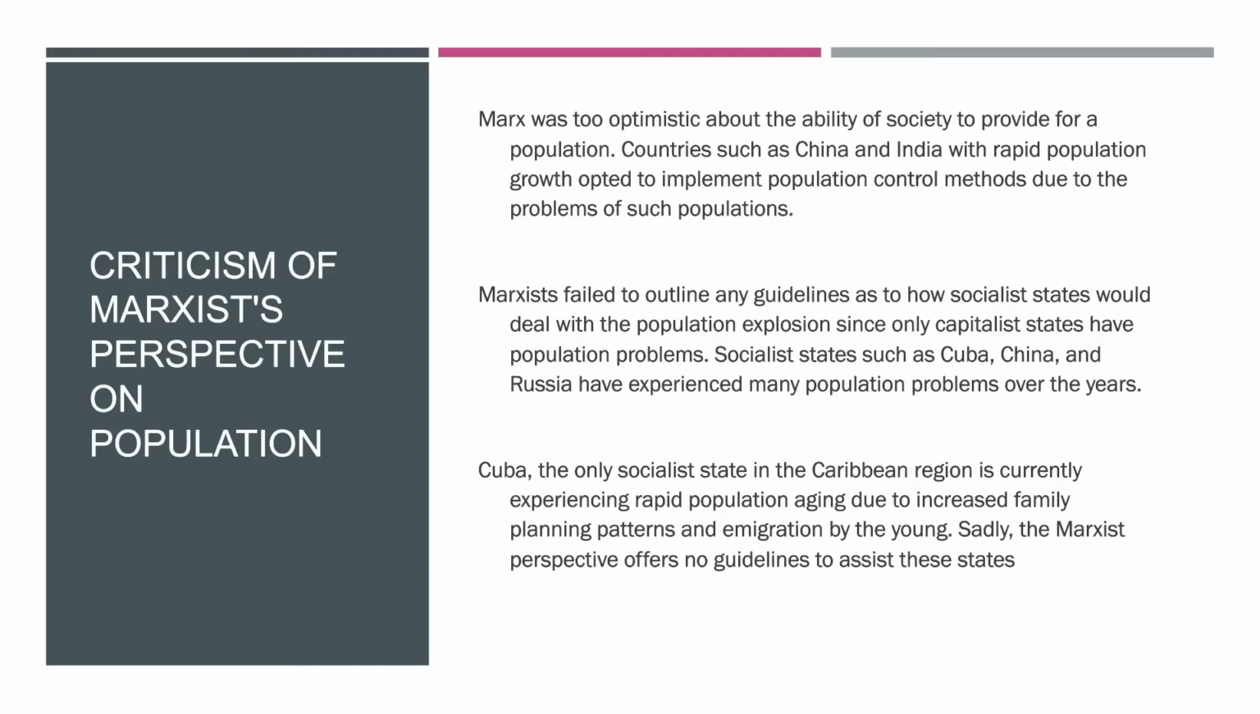So now, the criticism of the Marxist perspective on population. Marx was too optimistic about the ability of society to provide for a population, right? Countries such as China and India, with rapid population growth, opted to implement population control methods due to the problems of such populations. Marxists failed to outline any guidelines as to how socialist states would deal with the population explosion, since they held that only capitalist states have population problems.